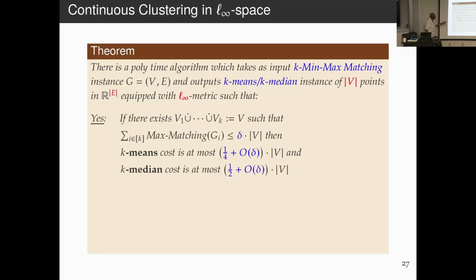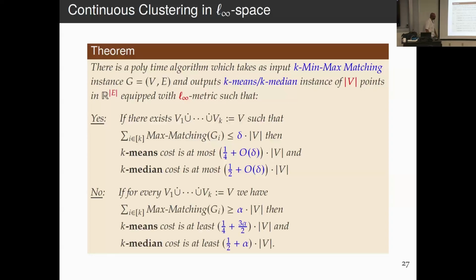So suppose there was somehow this k partition of the vertex set such that the sum of the max matching across the parts is at most delta times v. Then we'll show that the k-means cost is 1/4 plus some order delta, and the k-median cost is 1/2 plus order delta. It's instructive to think of delta as 0 or approaching 0. So really what it says is that if you can partition the vertex set into k parts such that they're all independent sets, right? It's k colorable. Then the k-means cost is 1/4 and k-median cost is 1/2.